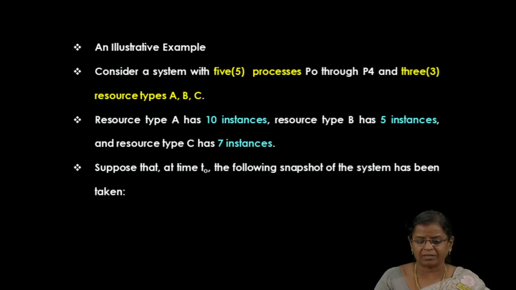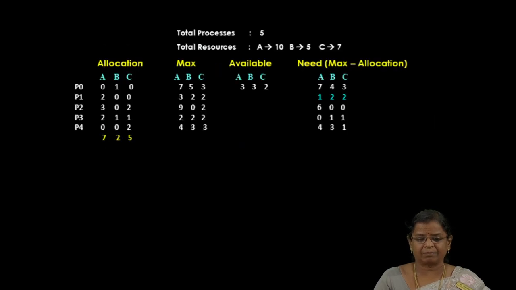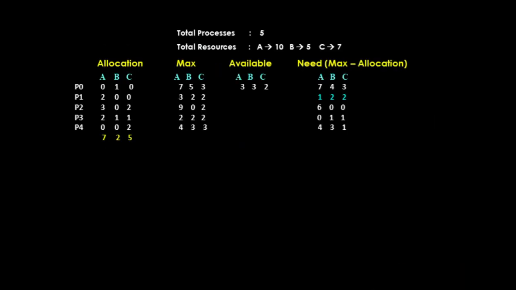Suppose at time T0, the following scenario has taken place. The allocated resources are given by the allocation vector, and the maximum need of every process in the system is maintained by the maximum vector. The number of resources currently available is given by the available vector, and the need of all the processes in the system is given by the need vector, which is calculated by subtracting the allocated resources from the maximum resources requested by all the processes.